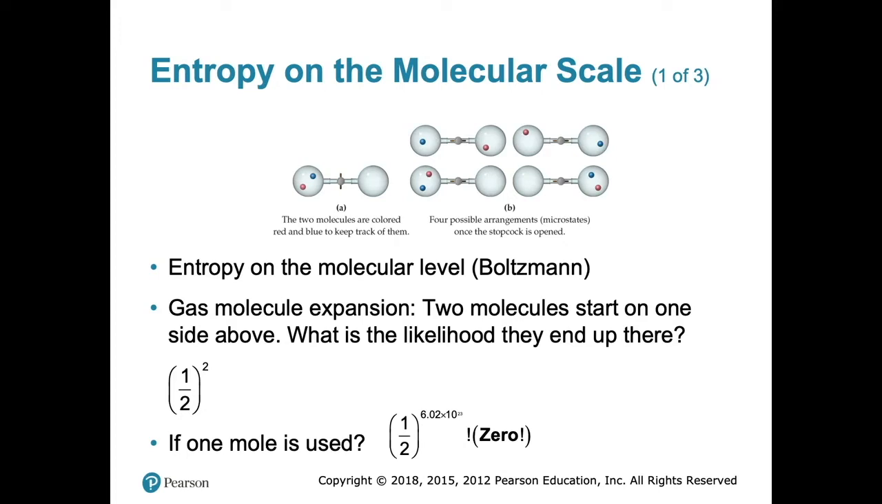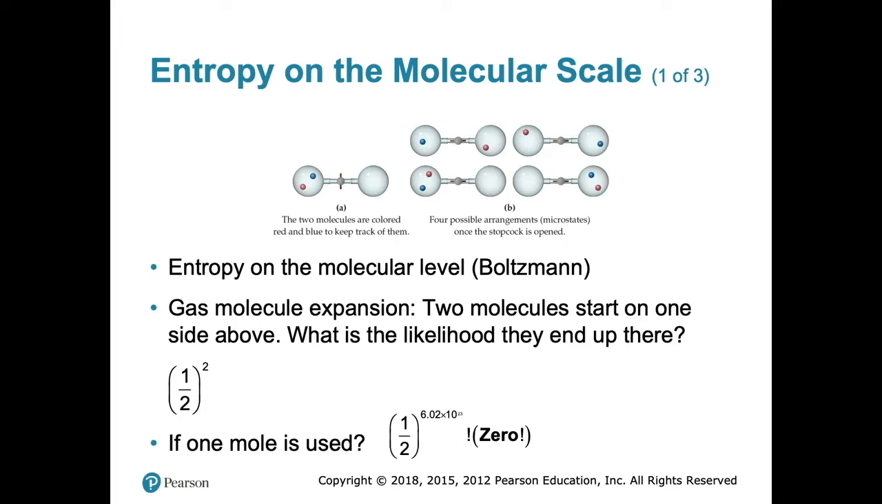Later on you're going to talk about the Boltzmann constant and the Boltzmann distribution, but you don't have to worry about that now. That's a PChem thing. If you're a biochem major or a chemistry major, you'll have to do the Boltzmann stuff, but that's basically what I want you to know. The two molecules start on one side as above. What is the likelihood that they'll end up at each one of these states?